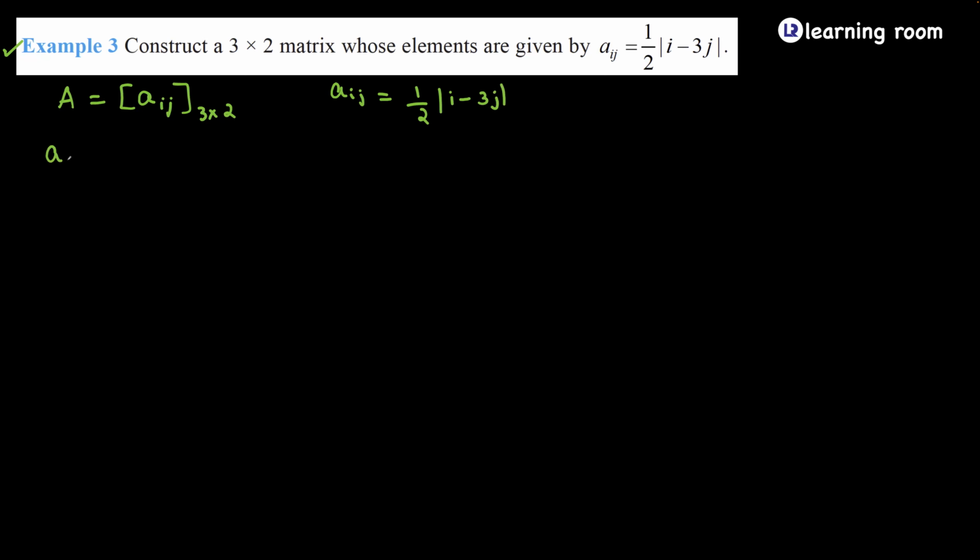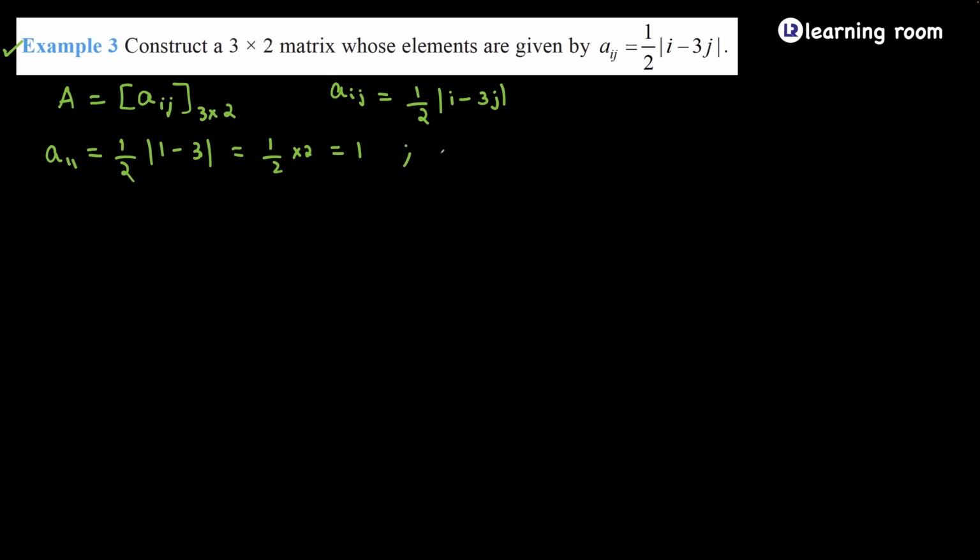So we can start with A11. When I write A11, in place of i I substitute 1, and in place of j also 1. So it is half into modulus of 1 minus 3, which is half into modulus of minus 2. Modulus of minus 2 is 2. So half into 2 gives you 1 itself.